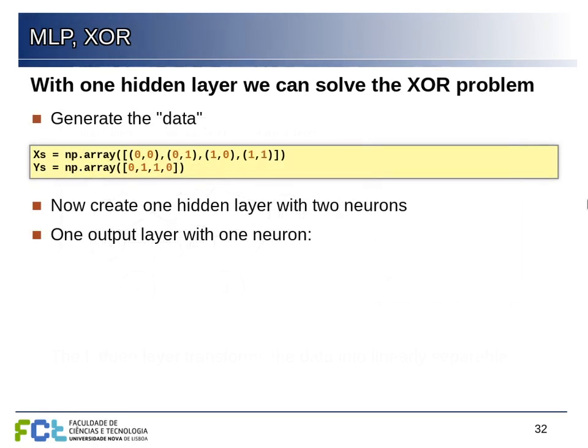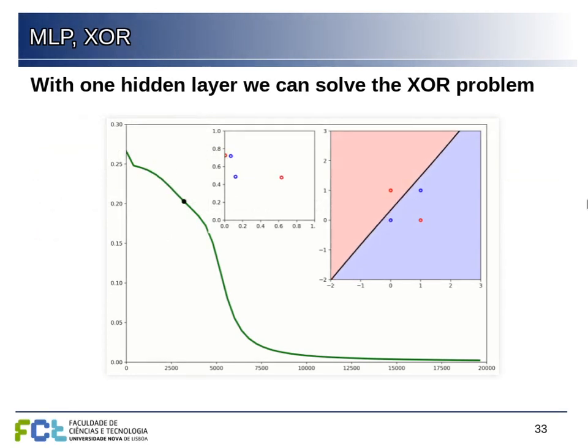So now we can implement this. We have the data here for the exclusive OR. Now we create one additional hidden layer with 2 neurons. And this is what happens during training. So this is the representation created by the 2 neurons. I'm not going to show the code for this one because we'll have to do this in the tutorial.